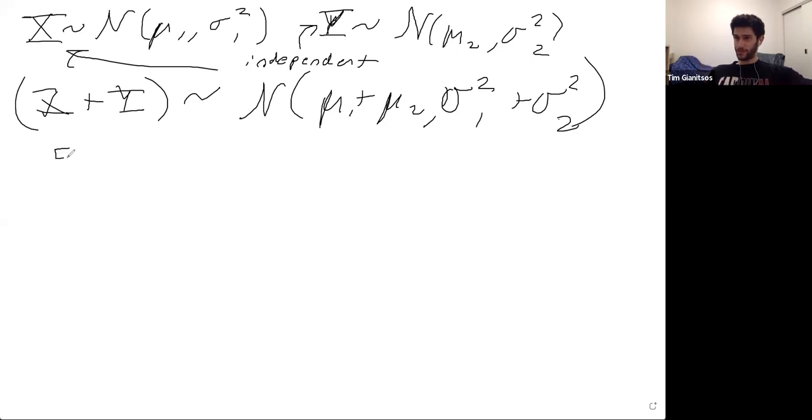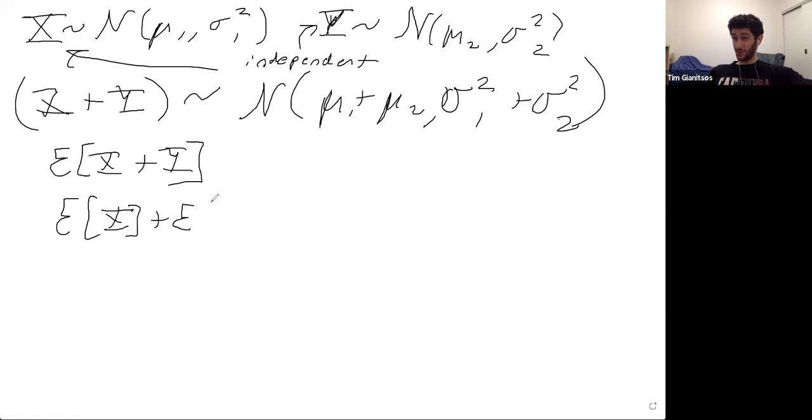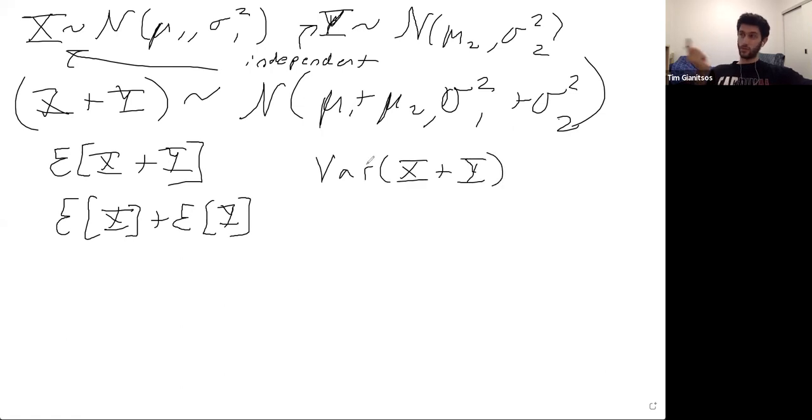We remember this because of the expected value of x plus y. We can apply linearity of expectation. In fact, linearity of expectation applies even if they weren't independent, so this is just a truism. And then we have the variance of x plus y. This case only works when they're independent, and then it can be split up into variance of x plus variance of y.